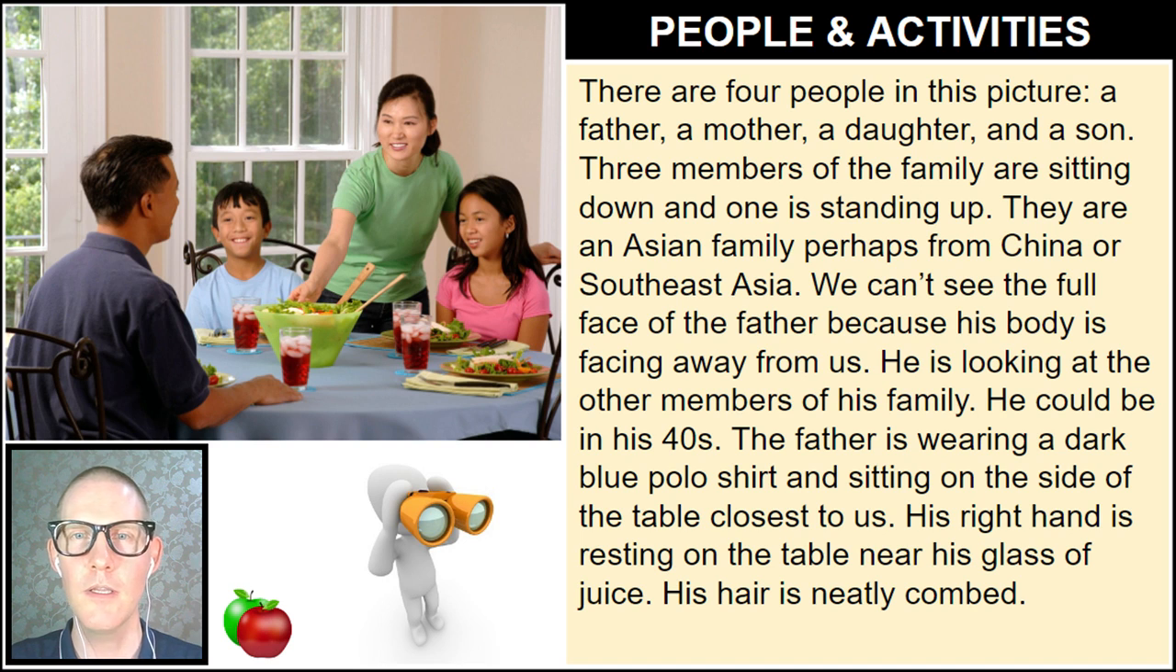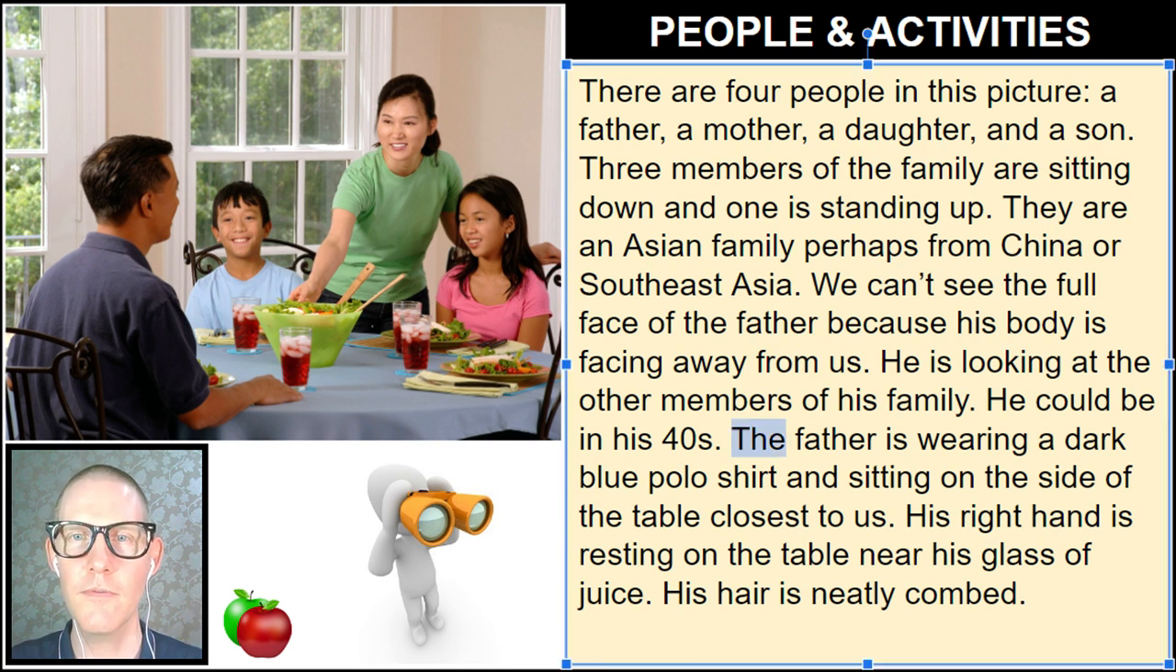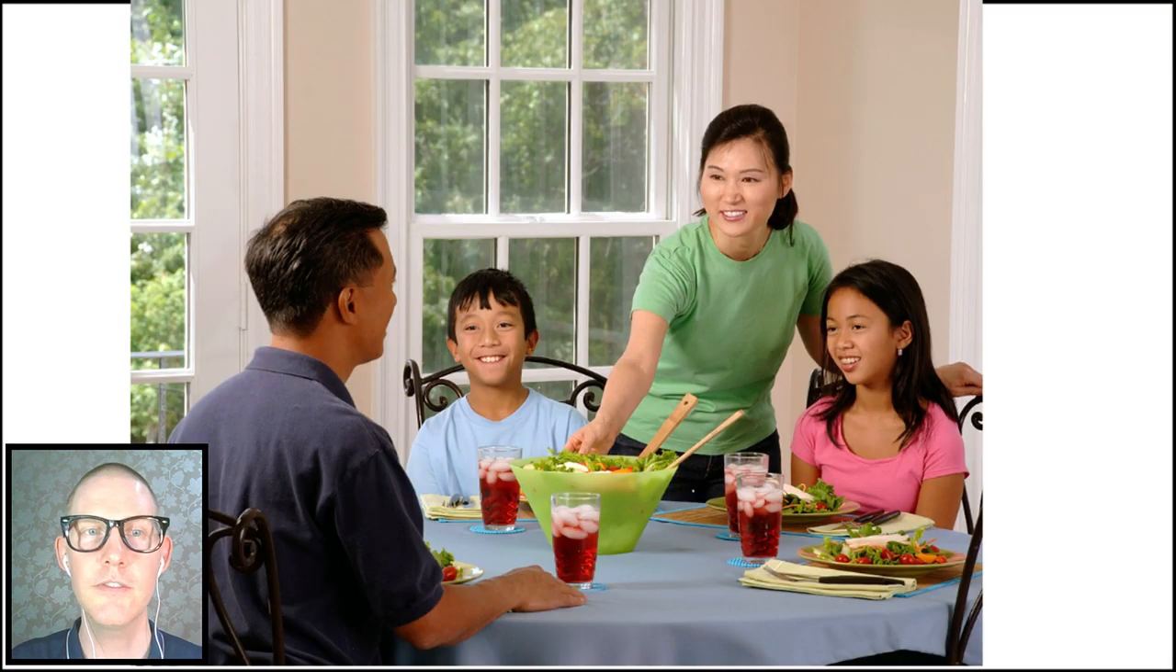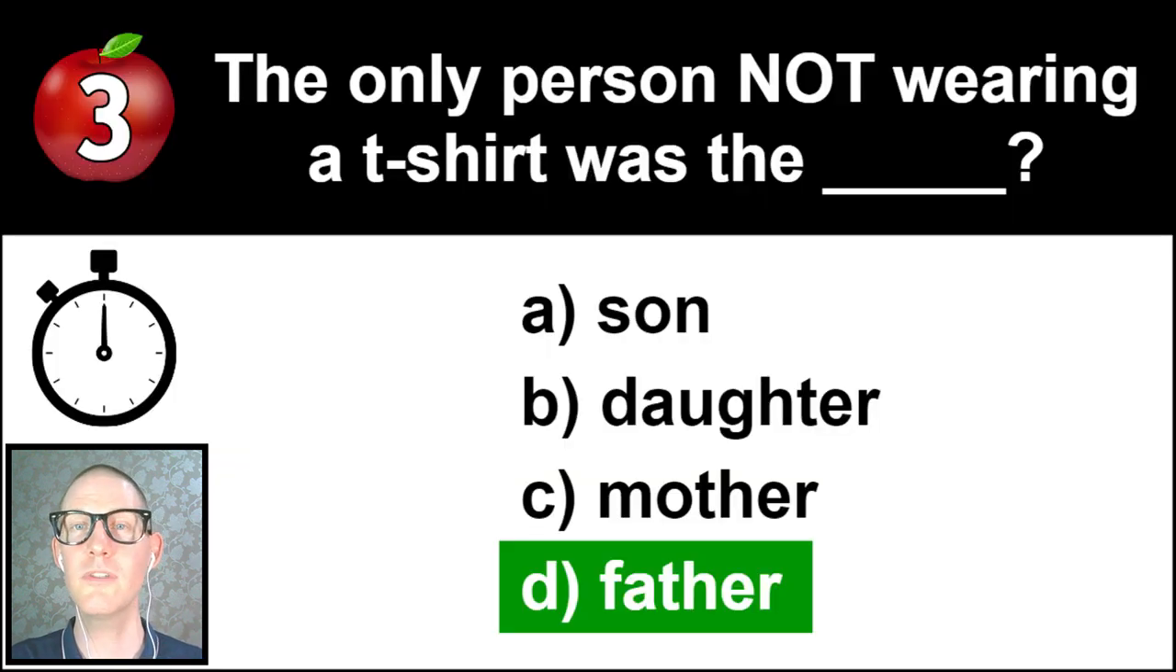Okay. All right, the father is wearing a dark blue polo shirt. All right, let's take a look at the picture a little bit bigger. All right. See how he has a collar right there, right? And it's a raised collar, so it can fold over. And we can't see the buttons, but just based on the style of the shirt, it's not a t-shirt. A t-shirt doesn't have buttons, and it has a low collar around the neck. So we have a t-shirt, t-shirt, t-shirt, except for the father, right? The father is wearing a polo shirt. Okay. So the only person not wearing a t-shirt was the father.